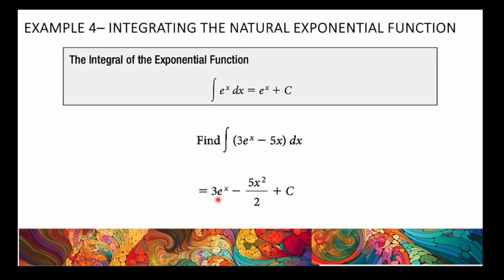So if I take the antiderivative of 3e to the x, I carry the 3 down, and then the antiderivative of e to the x is e to the x. Then I'm going to subtract my antiderivative of this. So I have x squared and divide by 2 because I have to add 1 to the exponent. So that's where we get 5x squared over 2. The sign stays the same unless you get a double negative. And then we add in our arbitrary constant.